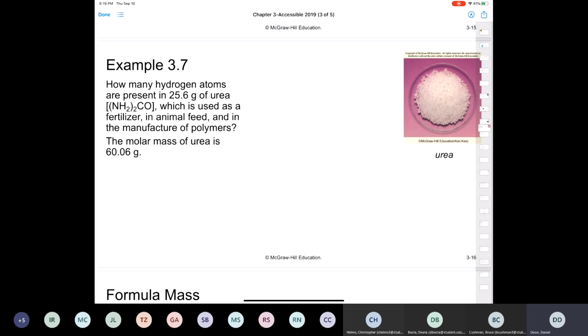Okay, because if you just read the question, it says here, how many hydrogen atoms are present in 25.6 grams of urea? They give you the molecular formula of urea. They tell you what it's used for, but then they tell you the molar mass is 60.06 grams. So 25.6, this is just a rough approximation, but that's almost half a mole. How many are in a mole? Avogadro's number. So this is going to be about half of Avogadro's number. It's still going to be a huge number, right?